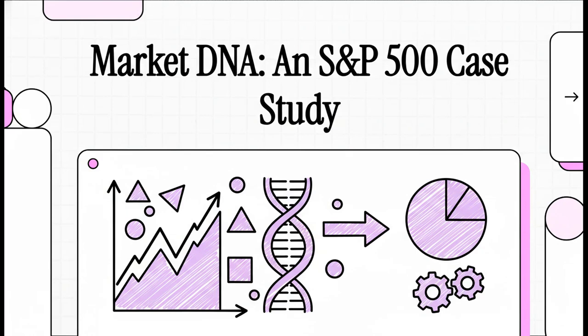Welcome. Today we're breaking down a recent cycle in the S&P 500, but we're going to be looking at it through a really unique lens. It's a system called market DNA, and it's a purely geometric way of looking at the markets. We're going to walk through a real-world case study, phase by phase, so let's dive right in.